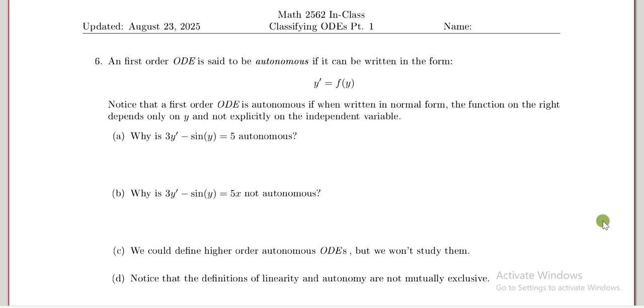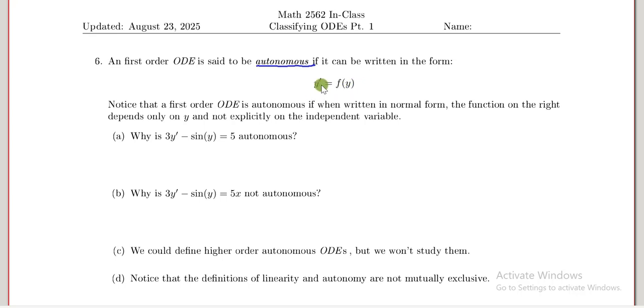Folks, we have two more definitions that I want to go through. Those are the definitions of autonomous ODEs, and then we'll look at ODEs with constant coefficients. We'll talk more about these terms throughout the semester, but I'm trying to get all of these terms out at once. So a first-order ODE is said to be autonomous if it can be written in this form right here.